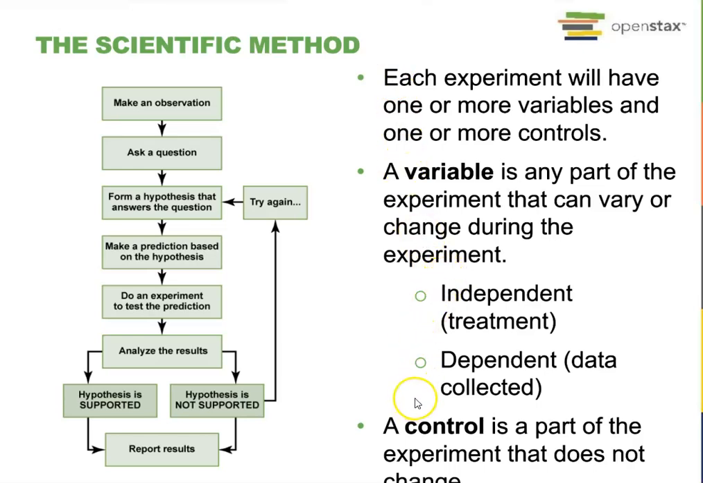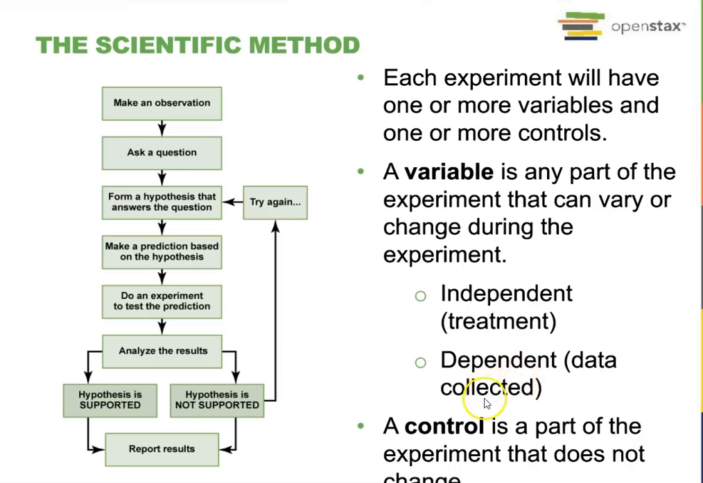The first thing is, while designing the experiment, we always need to include a control as a baseline comparison. Each experiment will have one or more variables. A variable is any part of the experiment that can vary or change during the experiment. Independent variable is about the treatment or experimental intervention to be given to the tested group. The dependent variable is the results or data we collected.